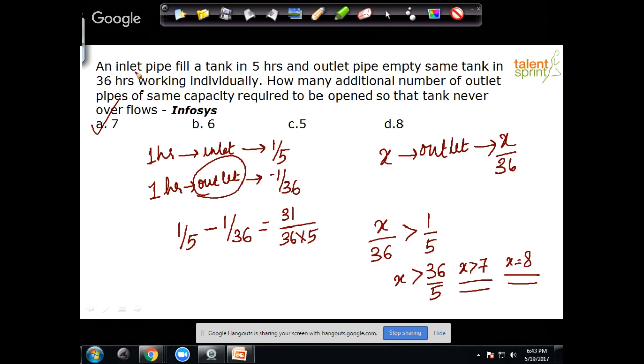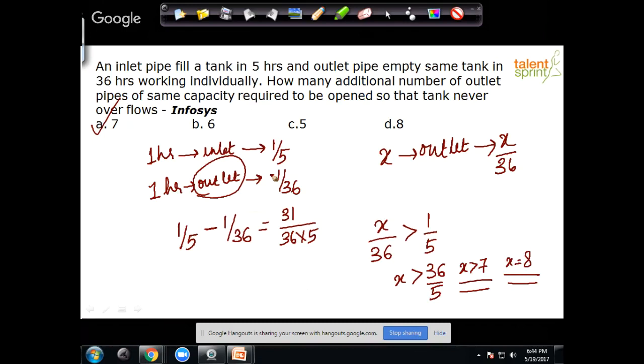X by 36, if you see, in the question it is given: an outlet pipe can empty the same tank in 36 hours. So totally in 36 hours it is emptying, which means in 1 hour one outlet pipe will empty 1 by 36 of the tank. Now I am adding some additional outlet pipes, so I am assuming there are X pipes.